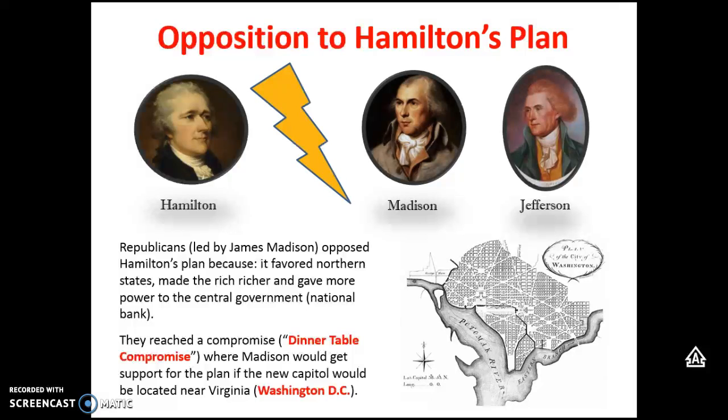So who didn't like Hamilton's plan? The Republicans, led by James Madison, opposed Hamilton's plan because it favored northern states. It made the rich richer and gave more power to the central government, which is federal, the national bank.